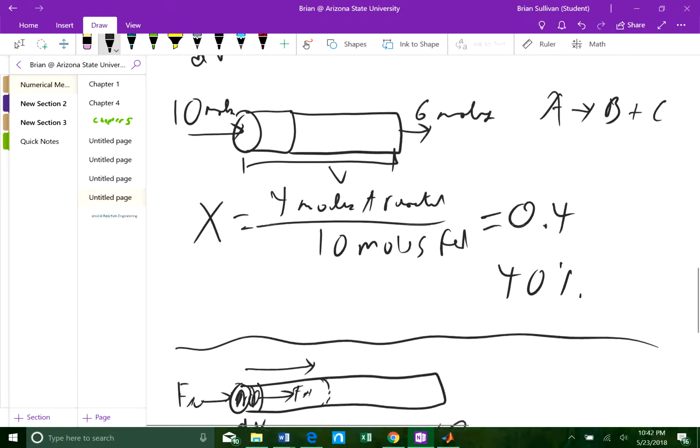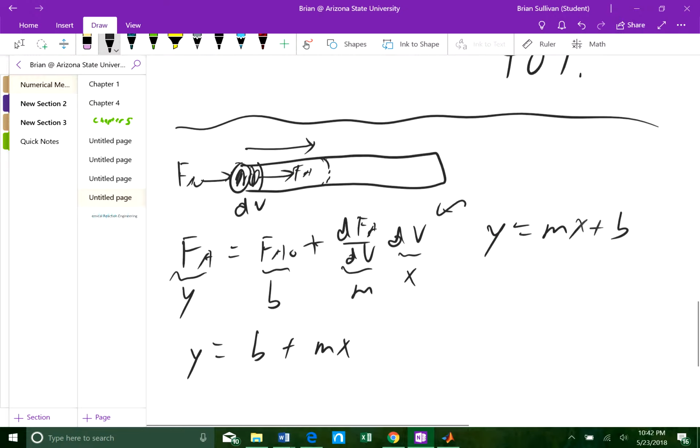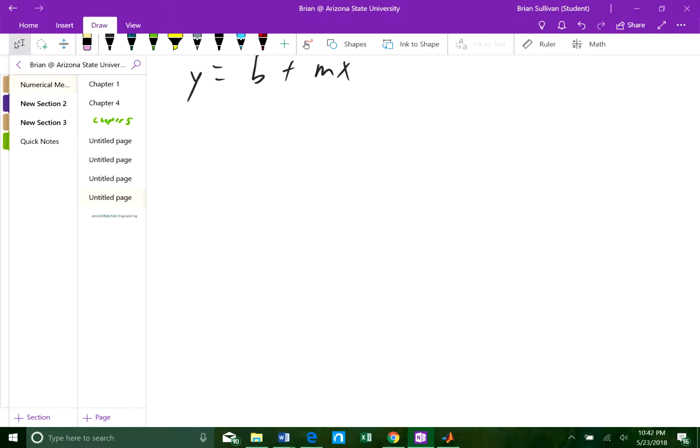We're going to use these two concepts when we do the material balance for the plug flow, and we'll do the calculus in the next video. Okay, I hope that helped.